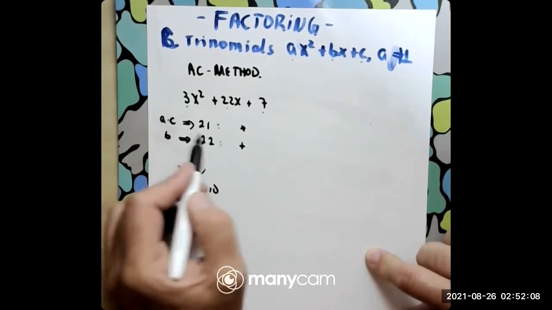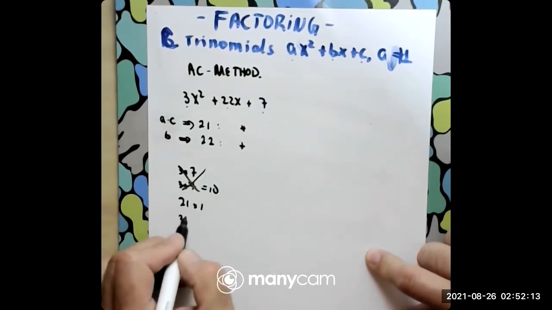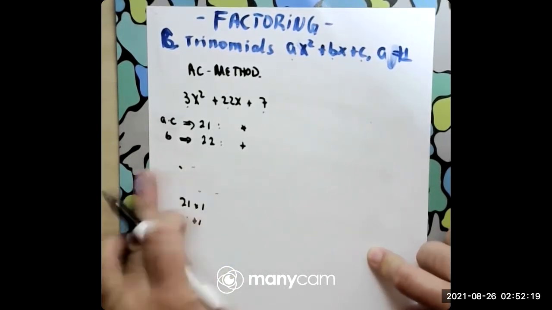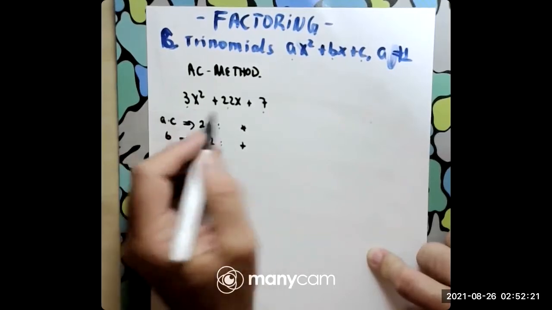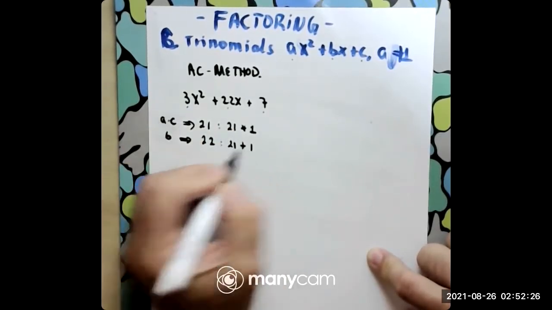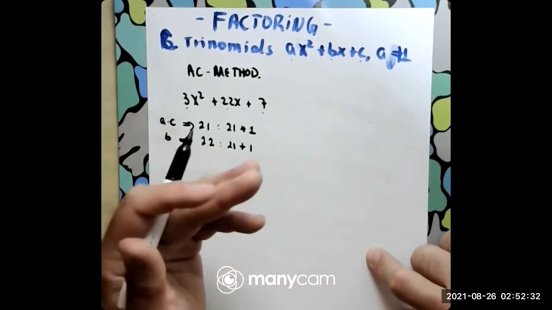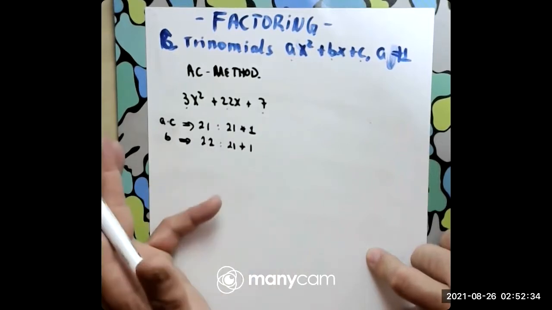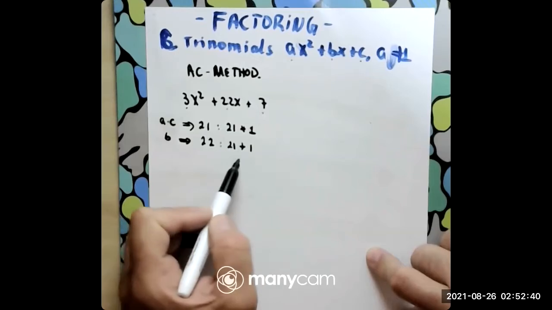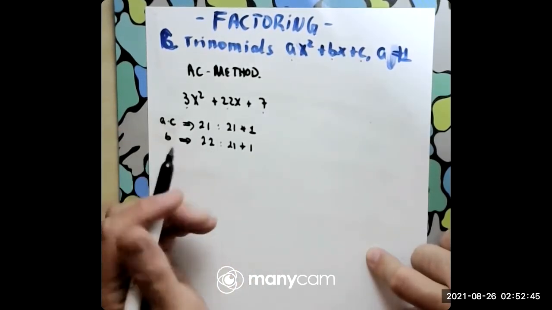I also know that 21 is the same thing as 21 times 1, but also 21 plus 1 is 22. Voila, we are done. We know that 21 is the same thing as 21 times 1, and 22 is 21 plus 1. By the way, folks, if you cannot find these numbers, then you may conclude that the trinomial is prime. That's all we are going to conclude. If I cannot find these two numbers, then the trinomial will be prime.